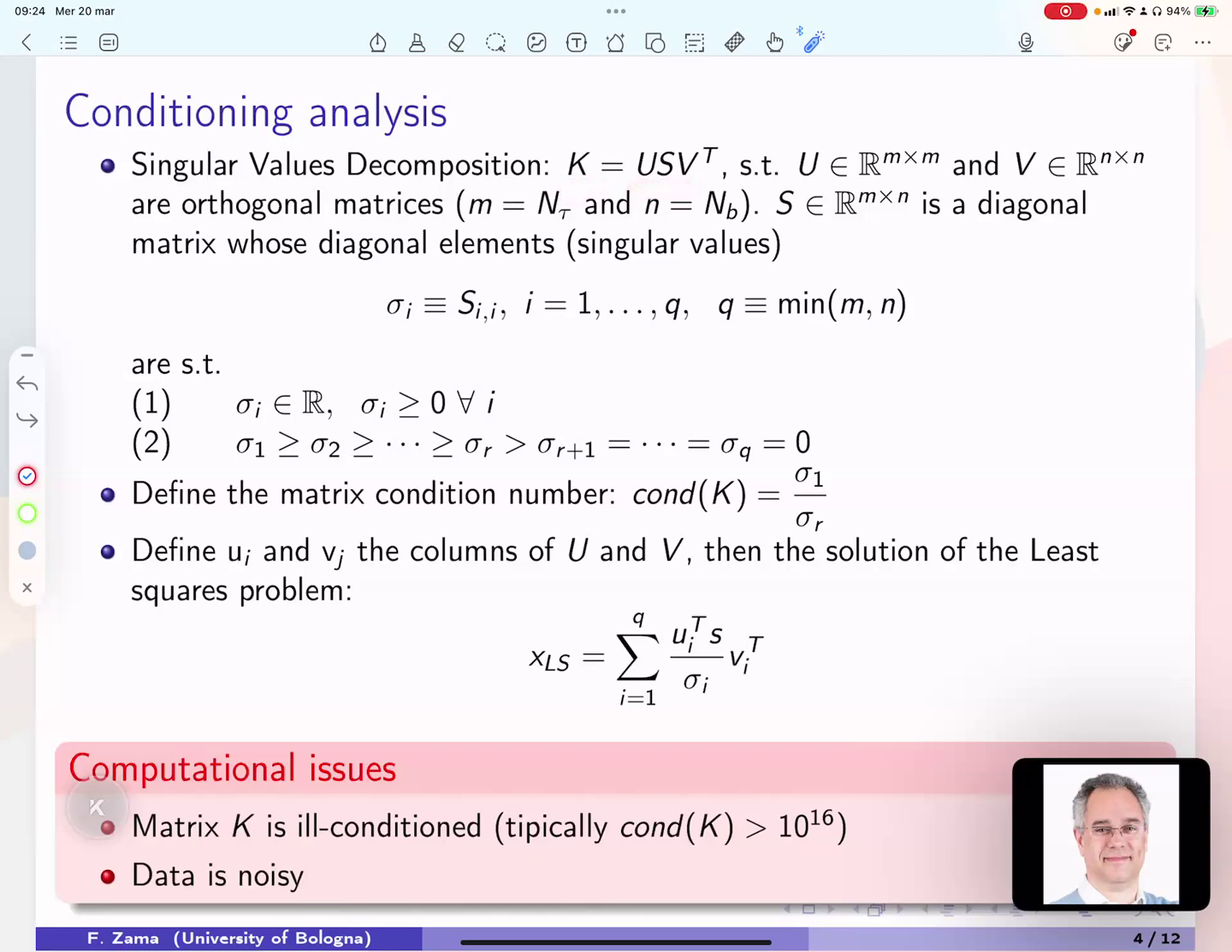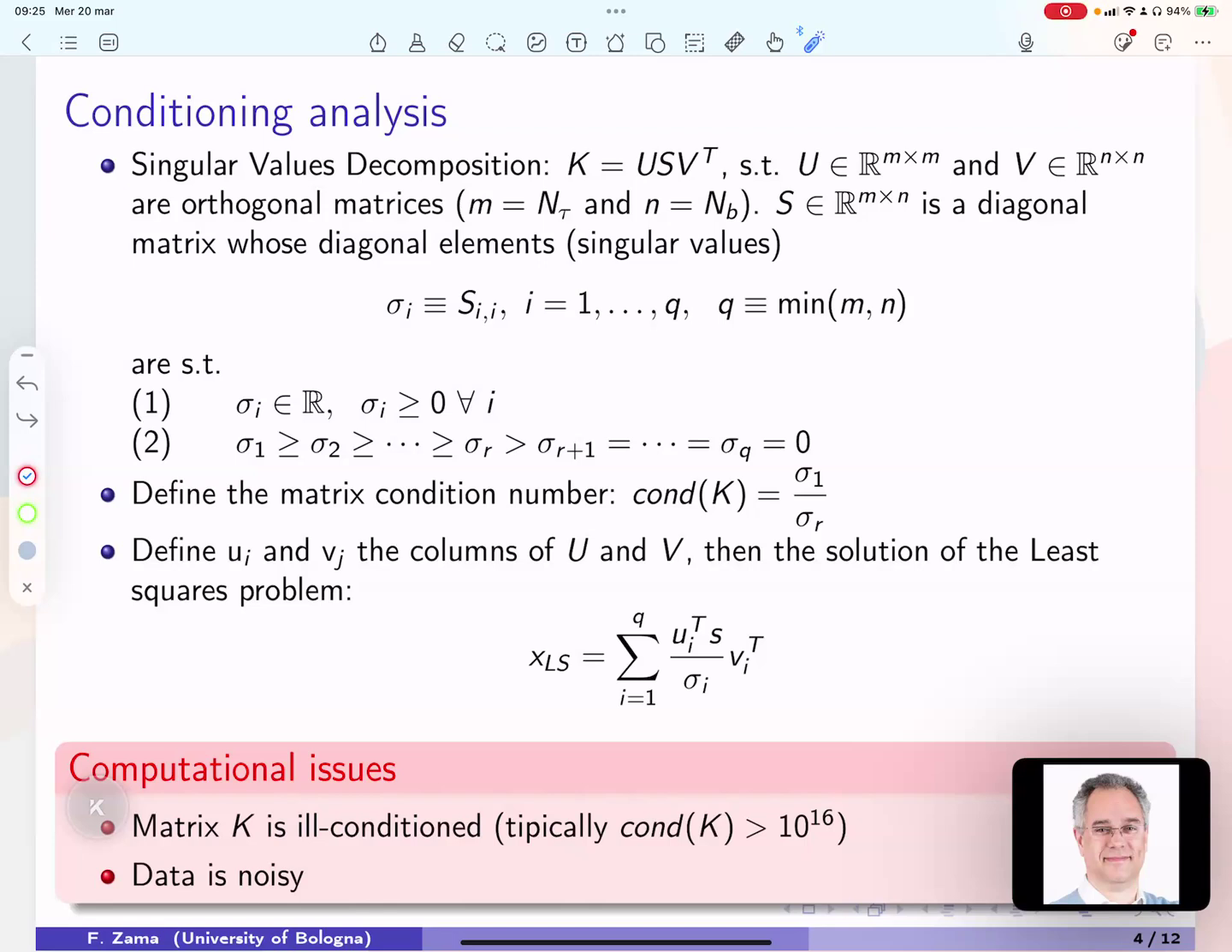The U and V are orthogonal matrices, in the sense that the columns are orthogonal, and S is a diagonal matrix. The diagonal elements of this matrix S are named singular values, and we have a way to compute these singular values such that they are ordered from the greatest to the smallest. The property of these singular values is that they are all real numbers, positive or zero.